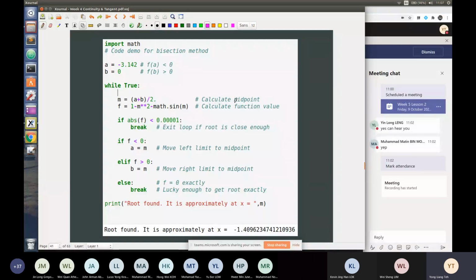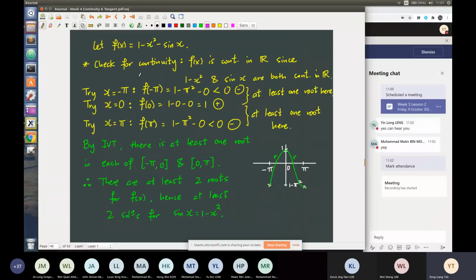In this example, we're supposed to find the root of this function, 1 minus x squared minus sine x. Clearly there's no analytical solution for this, because there's an x squared here and a sine x here, so it's not possible to factorize out x and then use some root formula, for example. Hence, we are going to use this numerical method known as the bisection method.